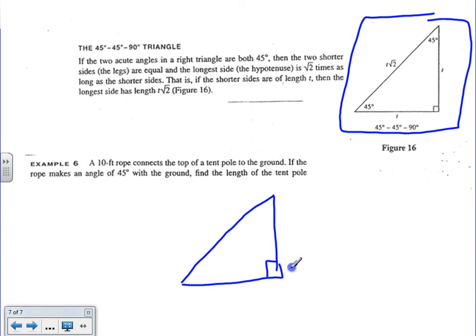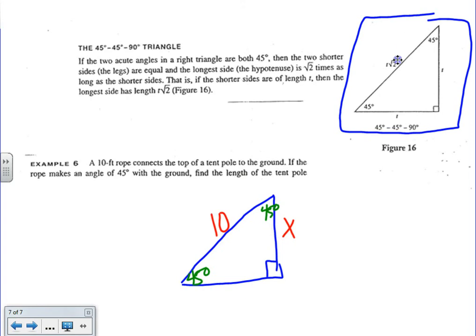The rope makes a 45-degree angle with the ground. So down here I'm going to draw this as 45 degrees, which makes this also 45 degrees because a triangle has to add up to 180. Find the length of the tent pole. So they want us to figure out this. Now there's one more clue I didn't label yet, and that was that the length of the rope was 10 foot. So that's going to be the hypotenuse of our triangle.